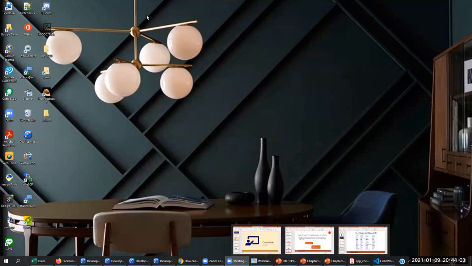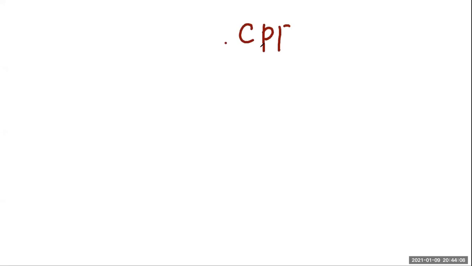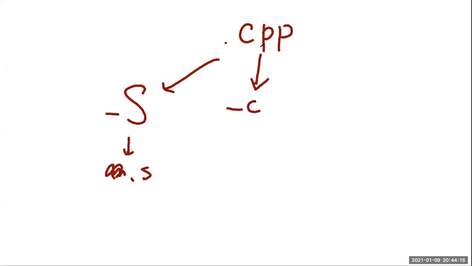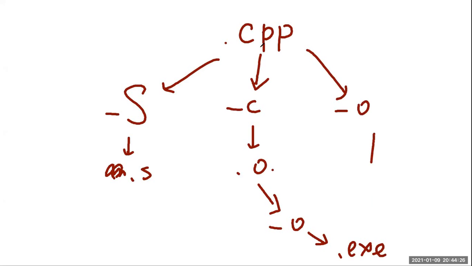So the compilation flow is something like this. You have .cpp. You can do dash capital S and you get assembly code, a .s file. You can do dash c and you create a .o file. And from the .o file you create .exe. Or you can directly go with the dash o option and create the exe file. All right, now you okay? Yeah, this is the compilation flow, and we will go back.